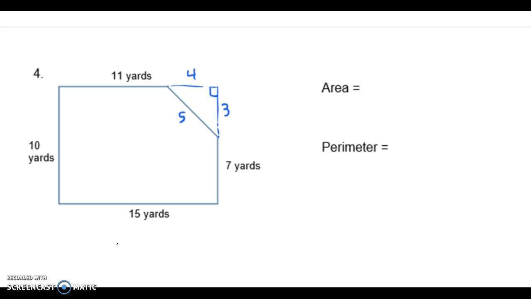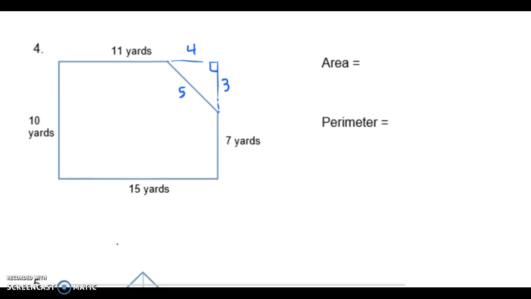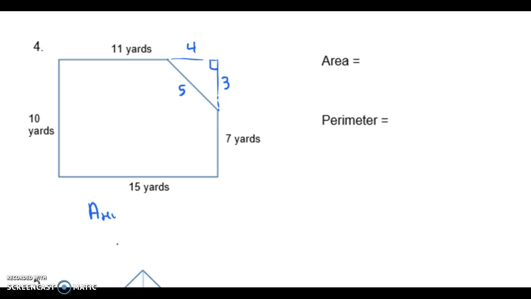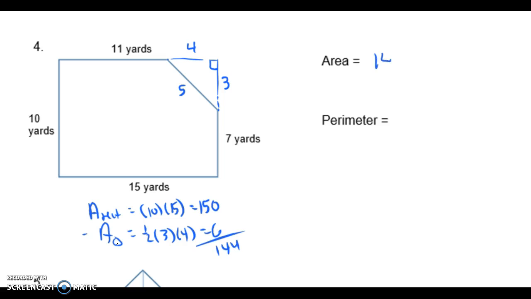Well, to find the area, I'm going to find the area of everything all together and then shave off that little corner. So the area of the big rectangle is 10 by 15, which would give me 150. And then I'm going to subtract off the area of this little triangle up at the corner here, which is 1/2 of 3 times 4, which is 6. So 150 minus 6 would give me 144. So that's my area, and units are yards, for that shape.